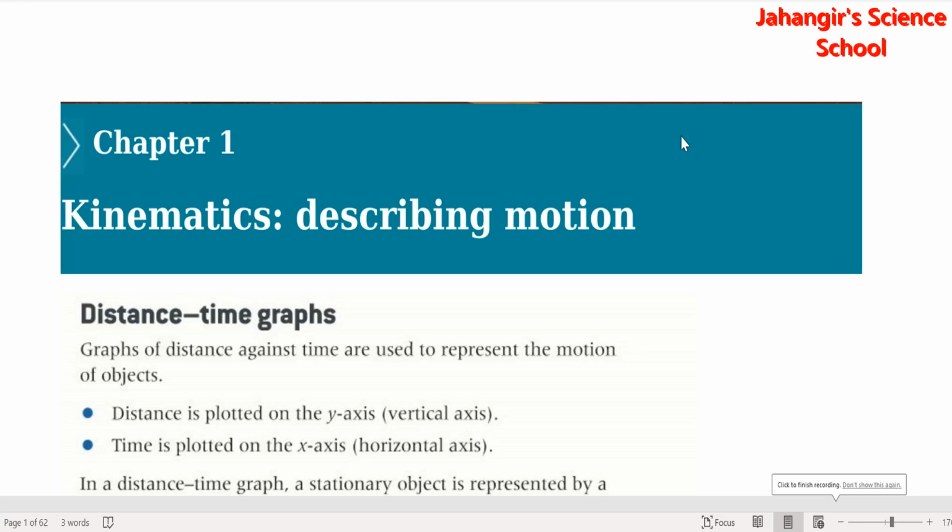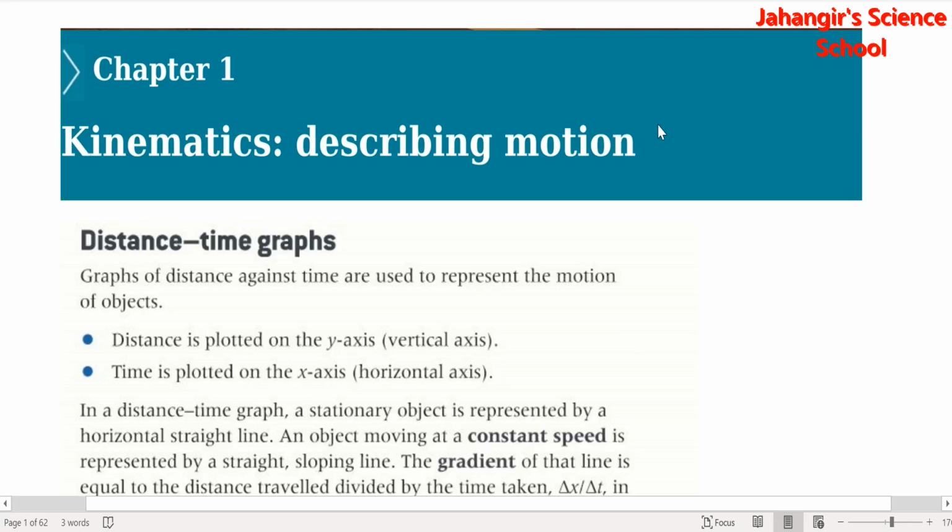Today I am going to discuss Cambridge A-level physics, chapter 1, Kinematics, describing motion. In this chapter, we learn about the distance time graph first.